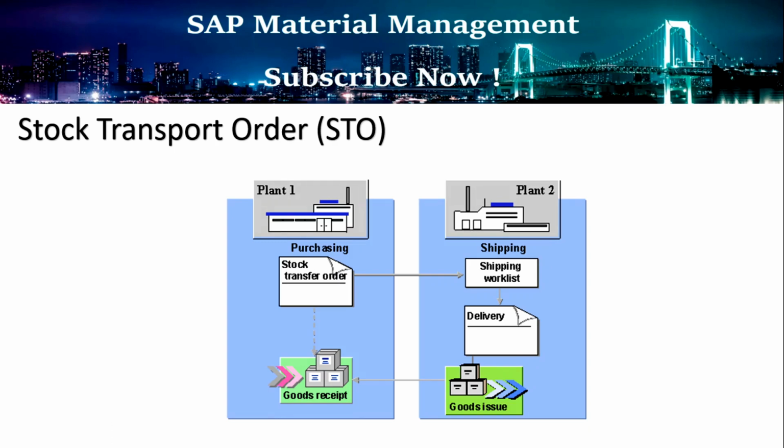The STO process can be used, as we see in this picture, with delivery. In this case, the buyer, as plant 1, is creating an STO that is the same as a PO, a purchase order, and will be visible in the supplying plant. Then they will create a delivery, and they will post the goods issue. When the goods arrive to the buying plant, they will post the goods receipt.